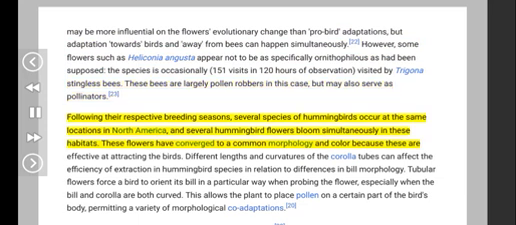Following their respective breeding seasons, several species of hummingbirds occur at the same locations in North America, and several hummingbird flowers bloom simultaneously in these habitats. These flowers have converged to a common morphology and color because these are effective at attracting the birds.